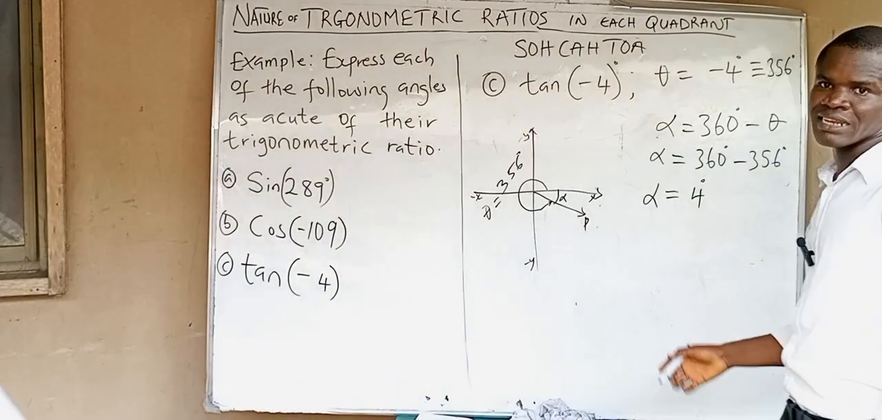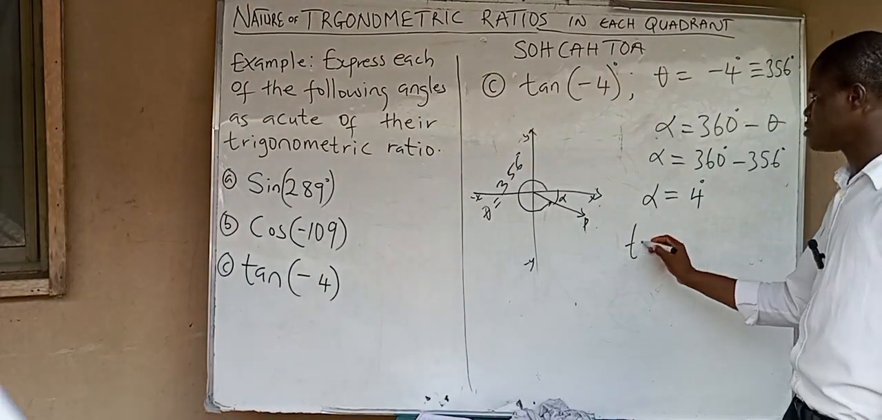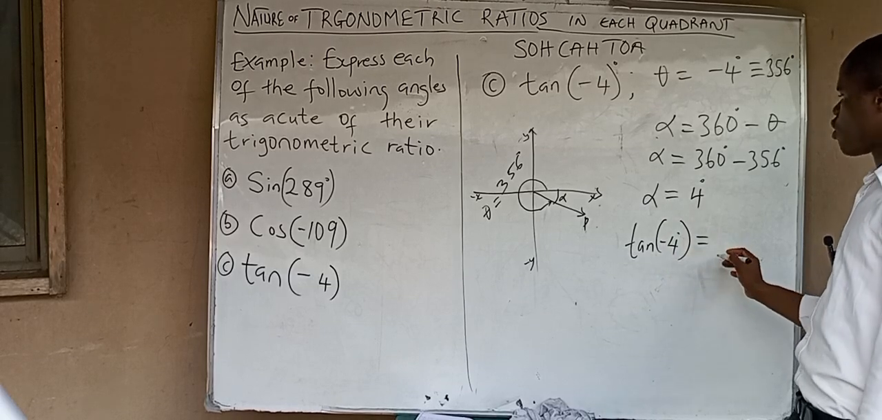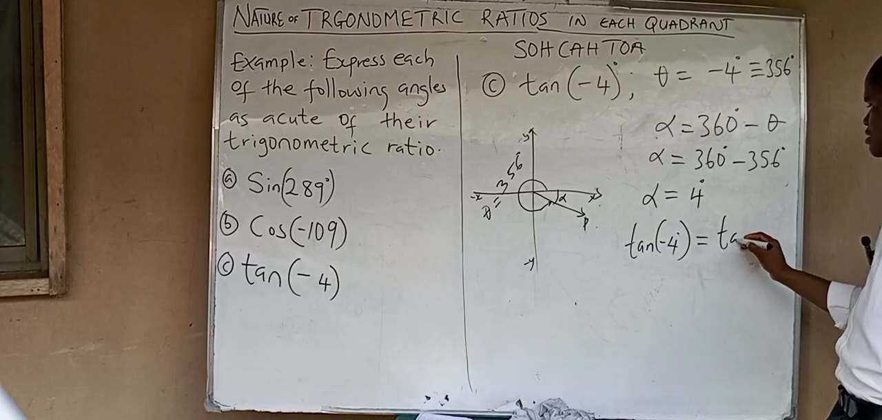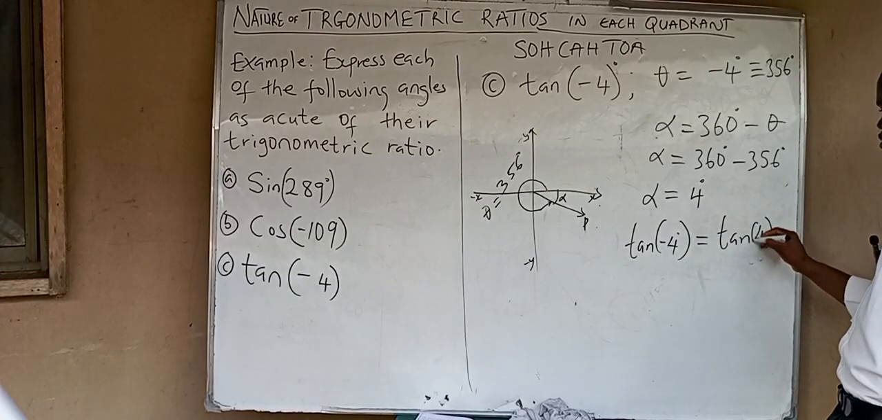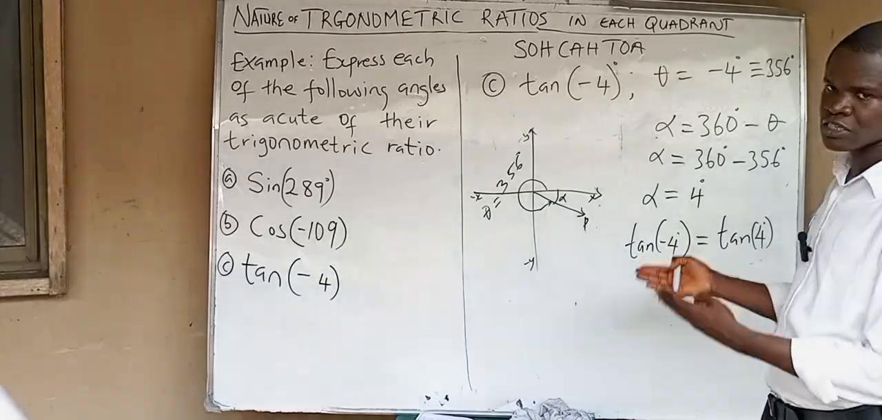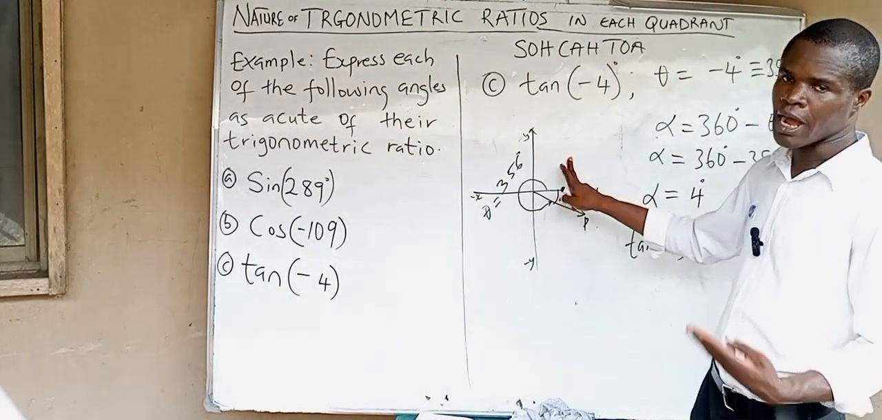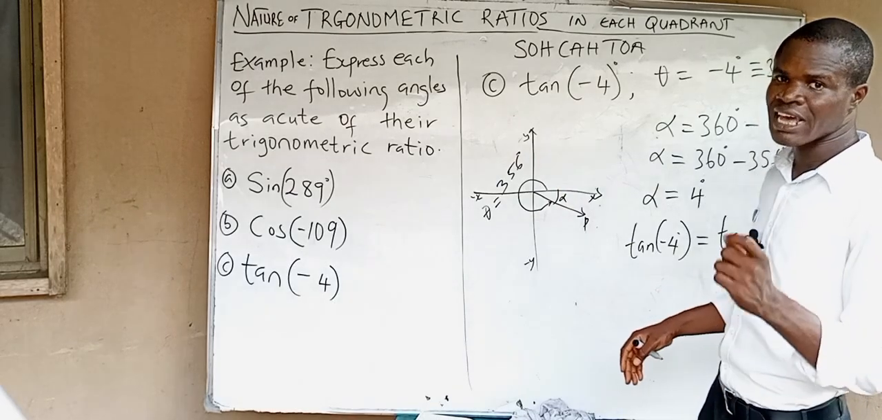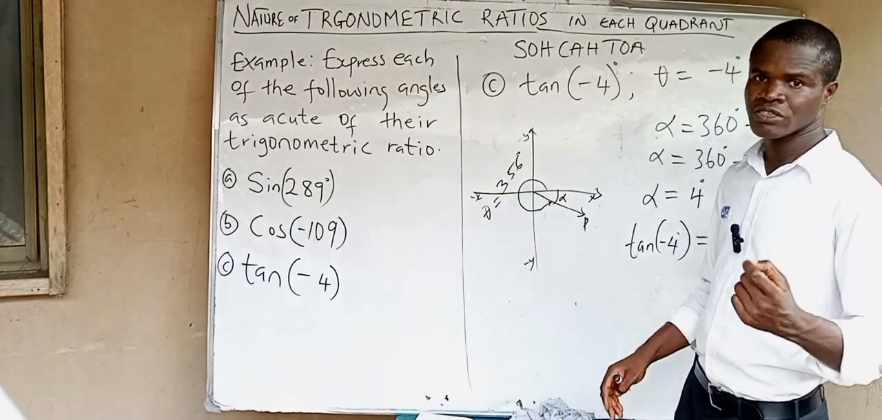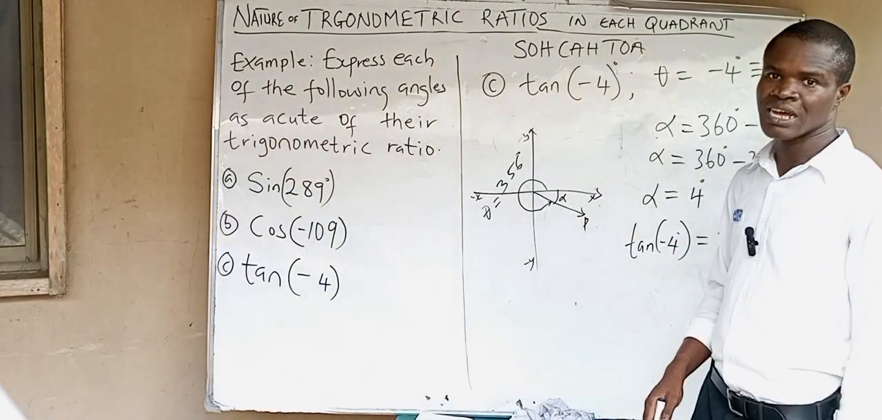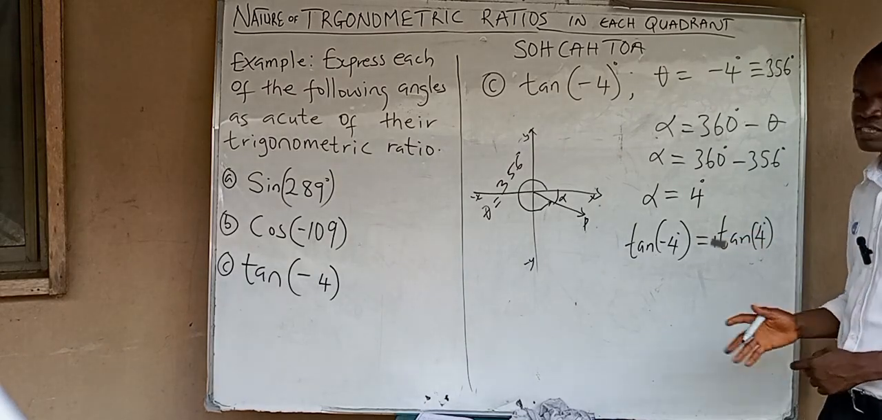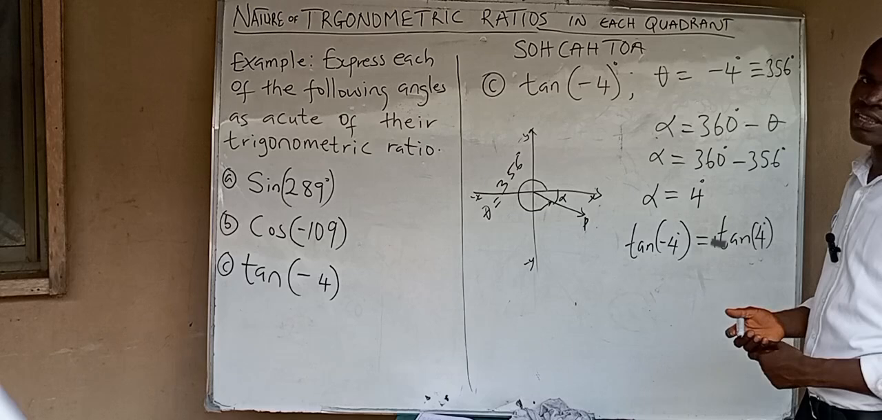Let's now write tan as an acute angle. Therefore, tan of minus 4 degrees is equal to tan 4 degrees. Let's now determine the nature, if it is positive or negative. Remember, in the first quadrant, all are positive. Second quadrant, sine is positive. Third quadrant, tangent is positive. And in the fourth quadrant, cosine is positive. So tangent is what? Negative. This is our final answer.